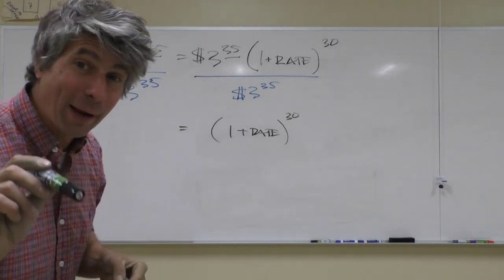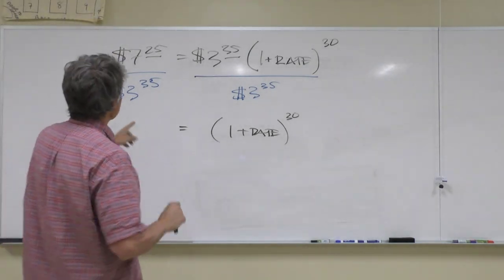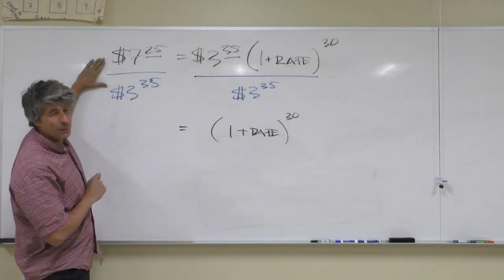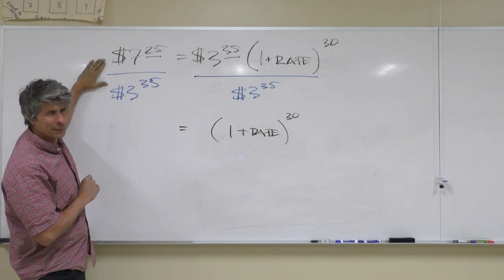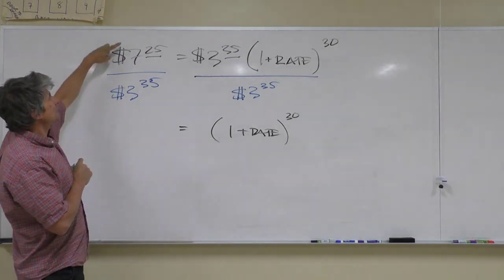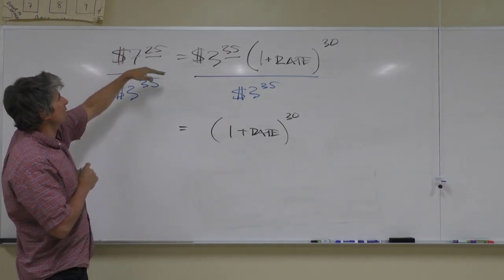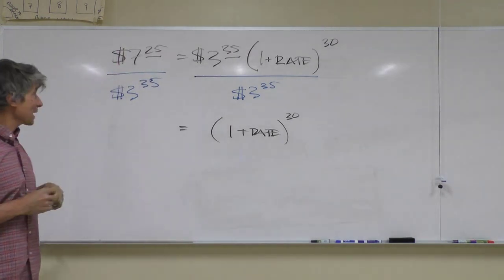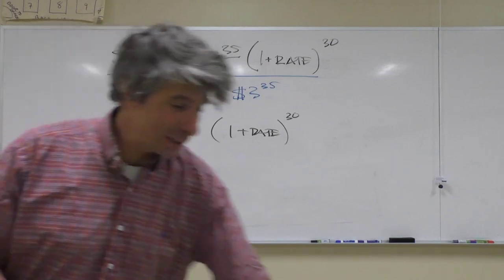What I'd like you to do right now is press pause and enter this into your calculator. And I would use Google for this. I'm not sure if your calculator will actually do it. You can try it. Make sure to include the dollar signs. That $7.25 divided by $3.35. Press pause. I'm going to do it too.